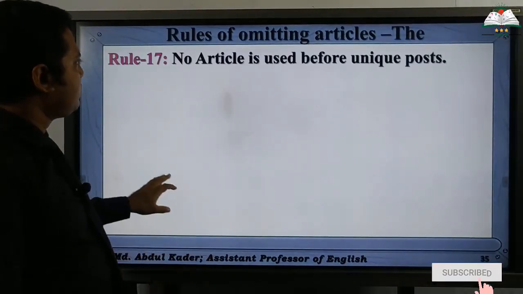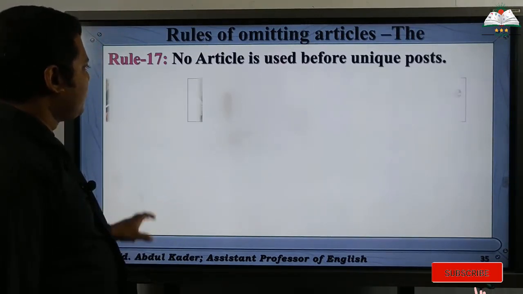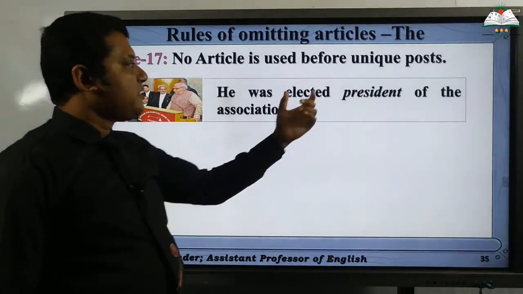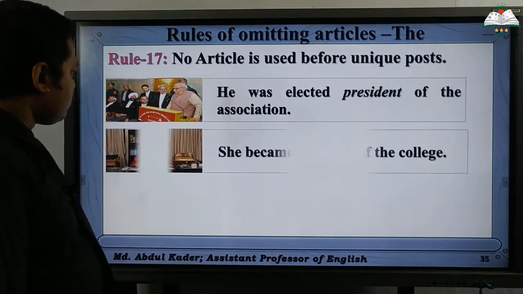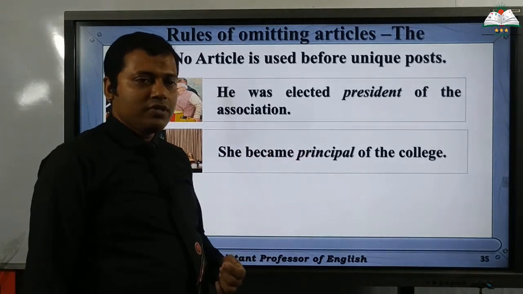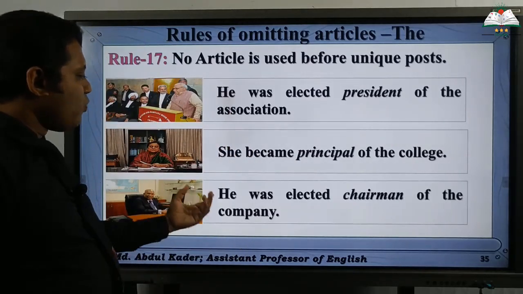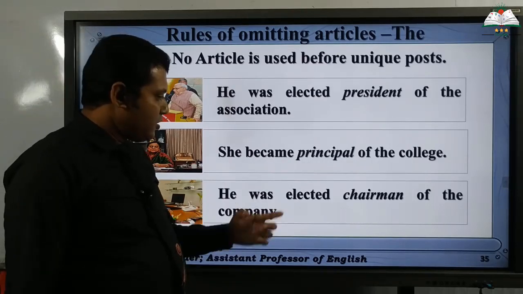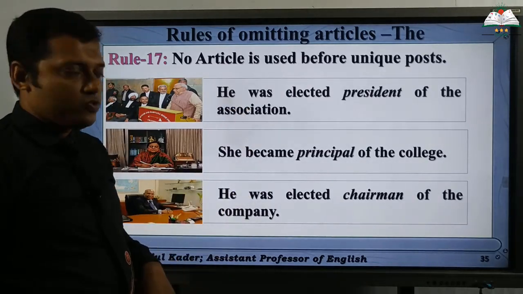Rule number 17. No article is used before a unique post. See here, look at the example. He was elected president of the association. See here, president is the unique post. Only one person can be president. She became principal of the college. So principal is a unique post, only one can be the principal of an institution. He was elected chairman of the company. So chairman, a unique post. So you need not use the before this unique post.